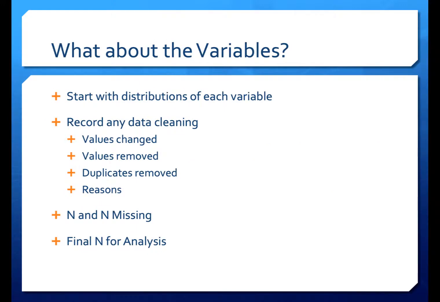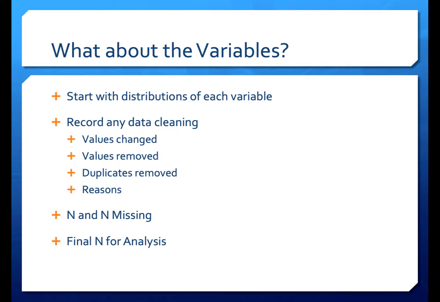We wanted to start with the distribution of each variable and record any data cleaning. So did we have to change anything? Did we have to remove anything? Were there any duplicates? So sometimes people can mail in 2 surveys. It's hard for that to happen in our comms, but it's possible. Or it happened to get entered twice by mistake. And then what were the reasons for any of that data cleaning?